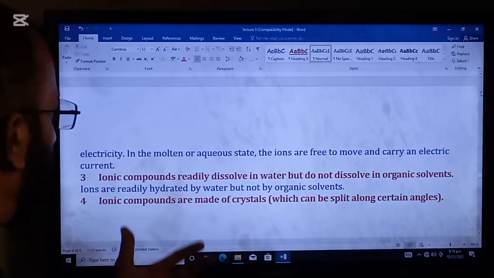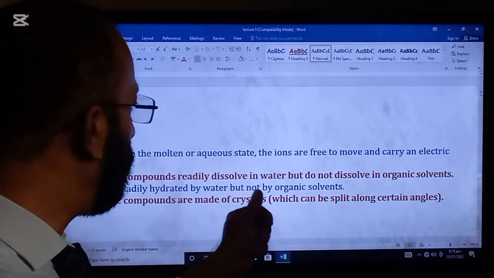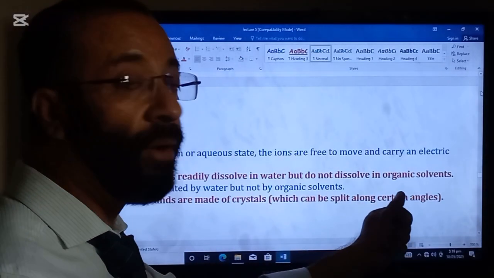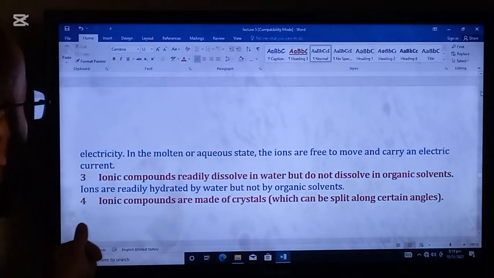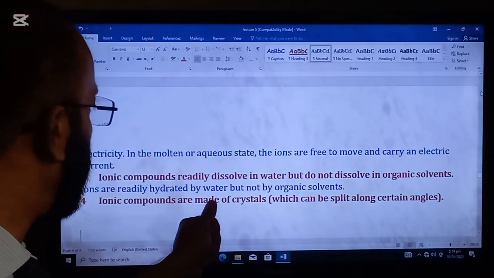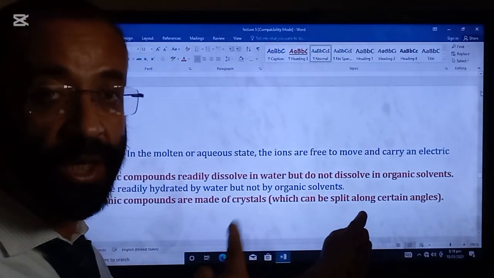The third property of ionic compounds is ionic compounds readily dissolve in water but do not dissolve in organic solvents. Ions are readily hydrated by water but not by organic solvents. This is the explanation of this point.